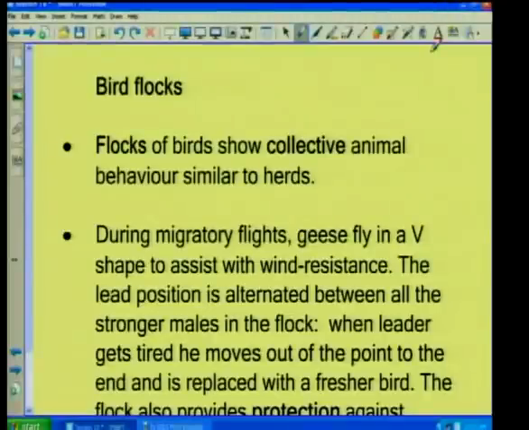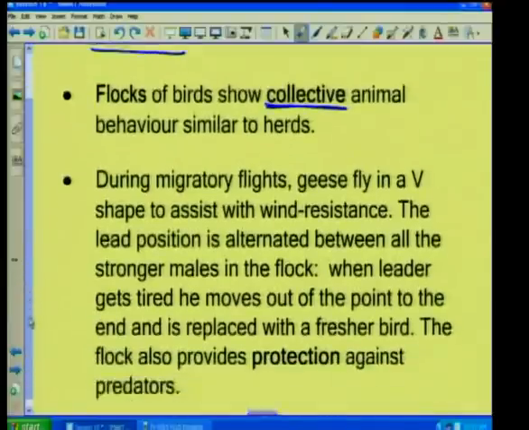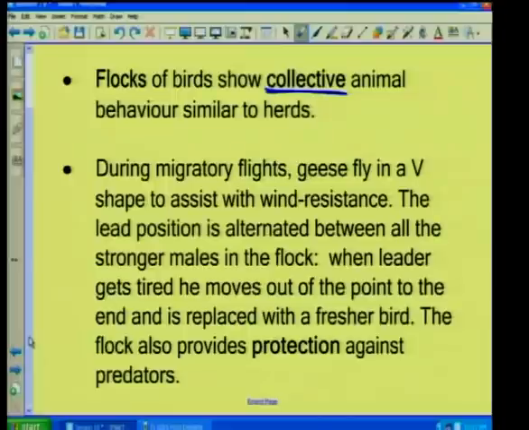Okay, people, now we look at bird flocks. All right, now what do they do? Again, it's collective animal behavior, and it's very similar to herds. Now, something that's really beautiful to watch is geese that fly in a V shape. And in that V shape, they're actually looking after each other, because it assists with wind resistance.